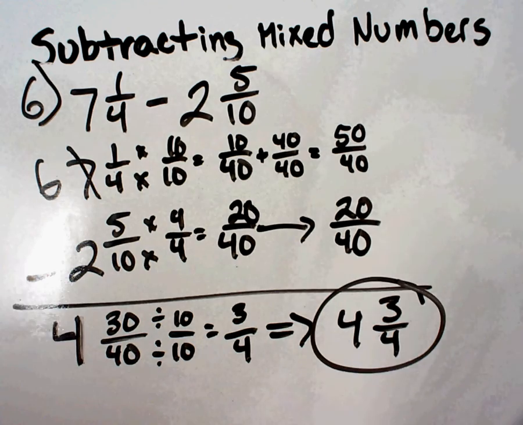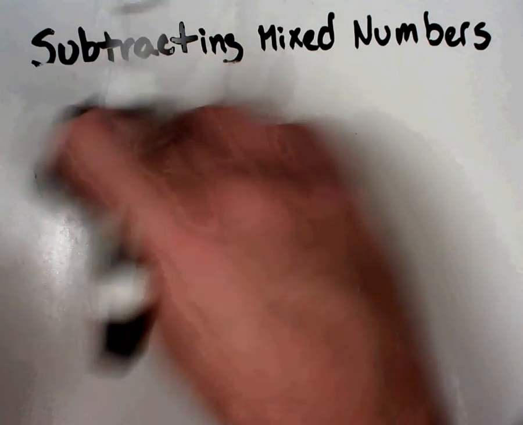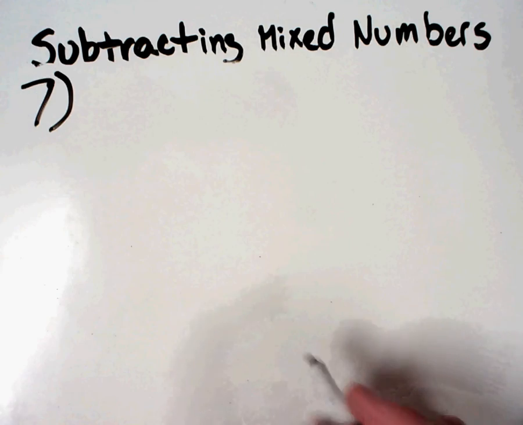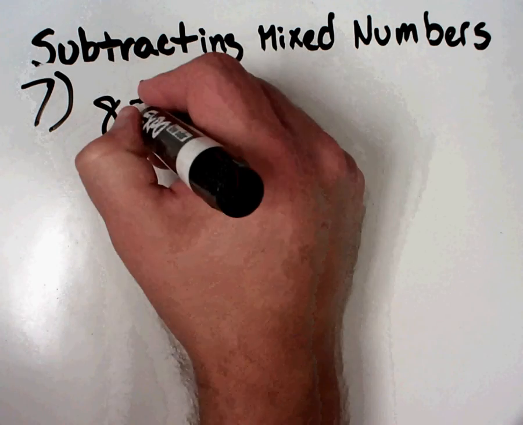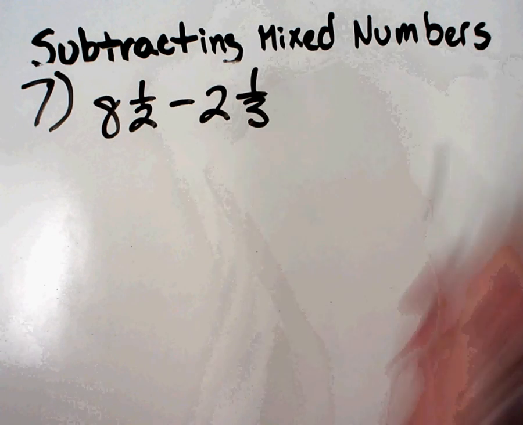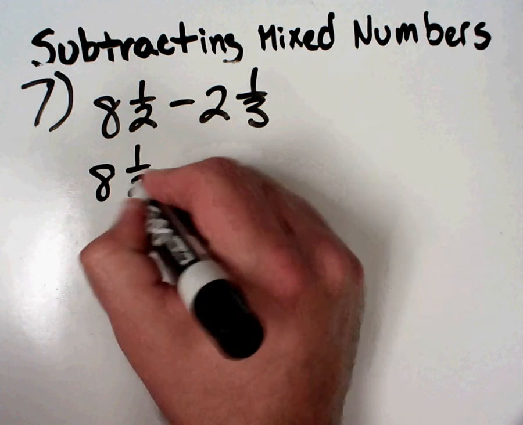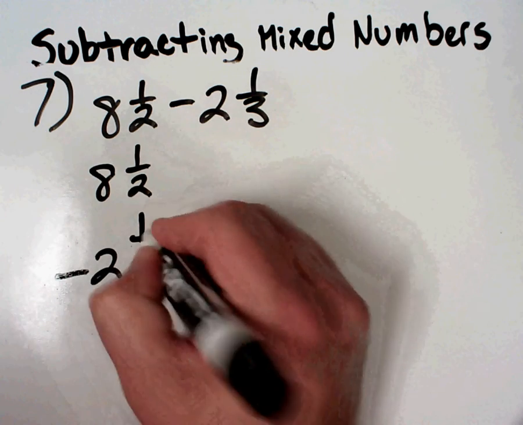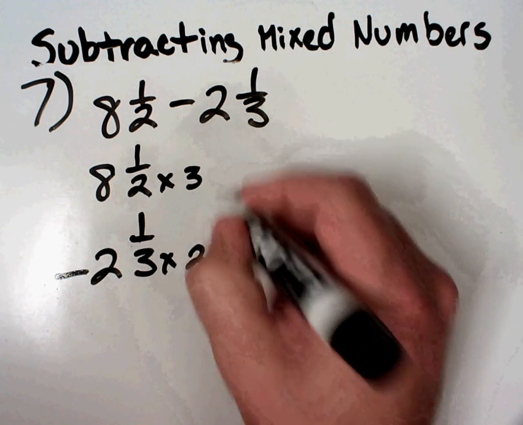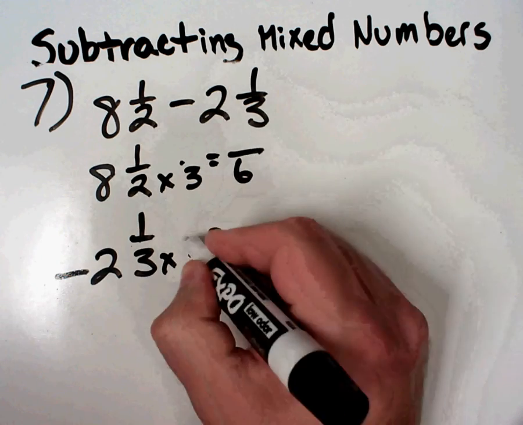All right, on to number 7. So number 7 is 8 1/2 minus 2 1/3. Again, I'm going to multiply my denominators to find my common denominator. So 2 times 3, and then 3 times 2. That will give me a common denominator of 6.